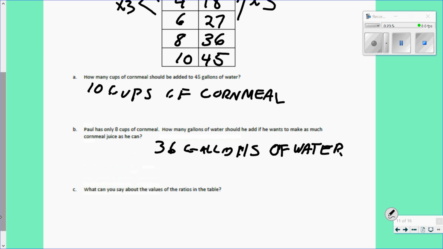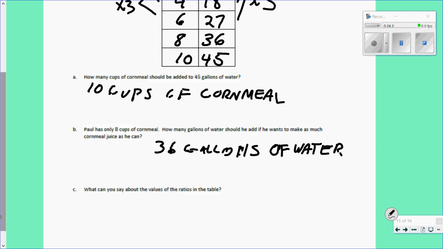All right, last part, part C. What can you say about the values of the ratios in the table? Any hint? It's the math term that we use. Manny. Yes, you've done that, but what does that tell you about the relationship? Right. What do all these have in common?